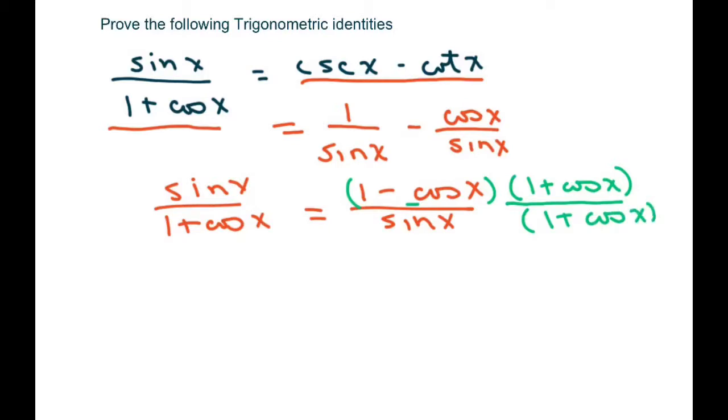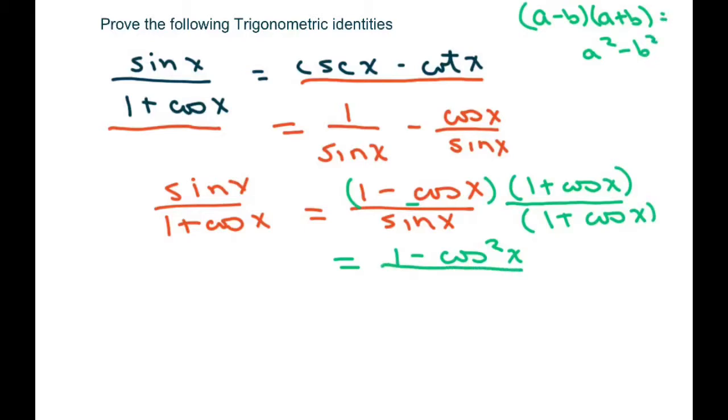Now, for the numerator, we're going to get 1 minus cosine squared of x. That is your a minus b and its conjugate, a plus b. That gives you your a squared minus b squared. Okay, so then we have in the denominator sine of x times 1 plus cosine of x.